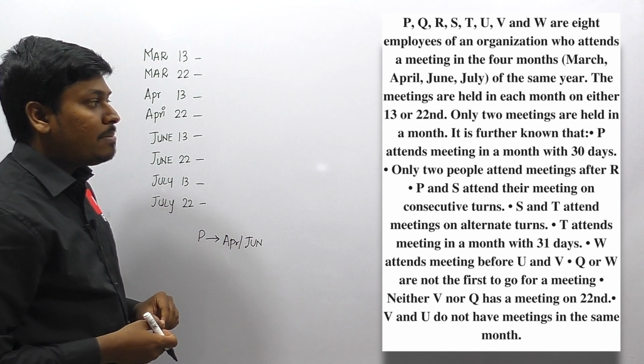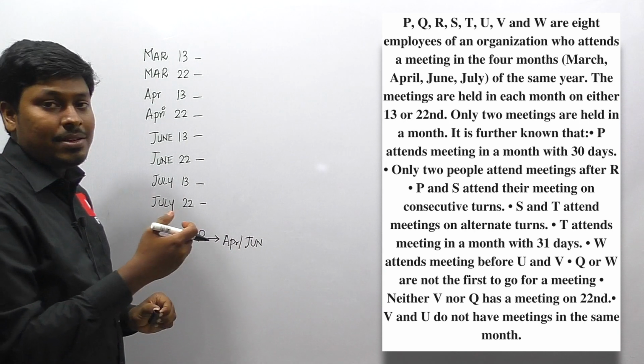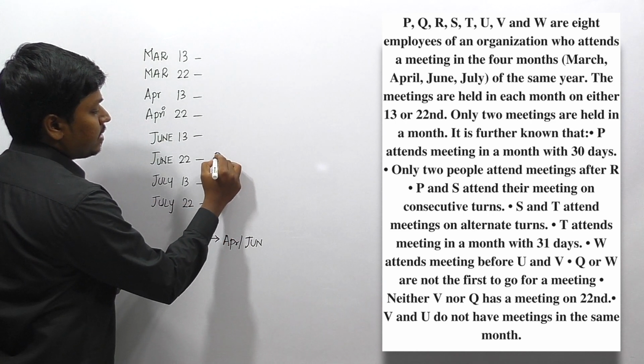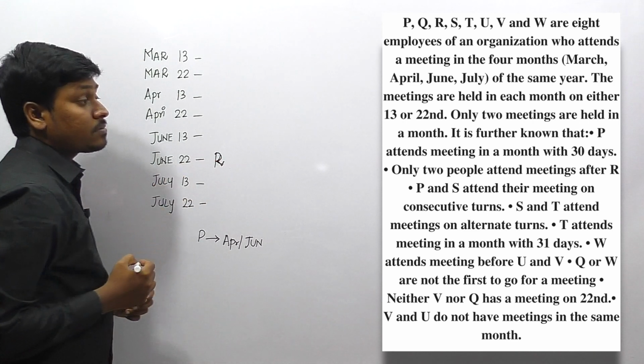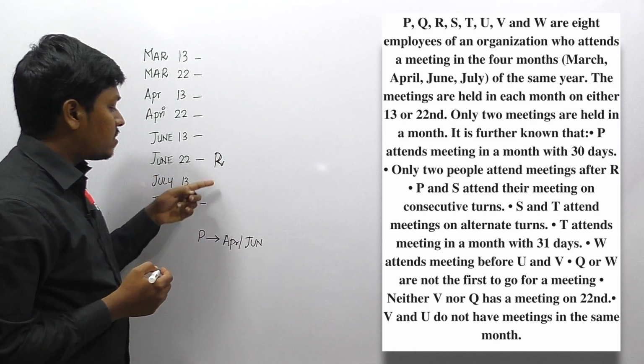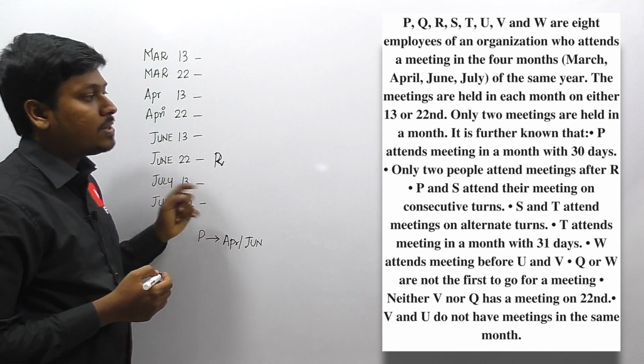Only 2 people attend the meeting after R. So friends, only 2 people attend the meeting after R. So we can surely say that this is the only place for R. So finally we can say that R attends a meeting in the month of June 22, because only 2 people can attend the meeting after R.